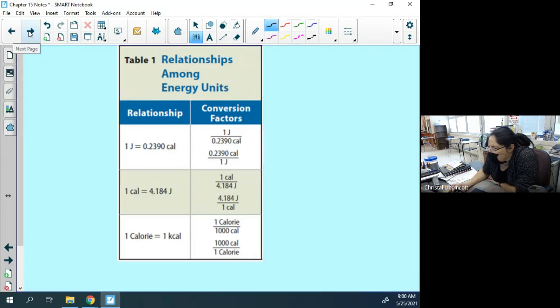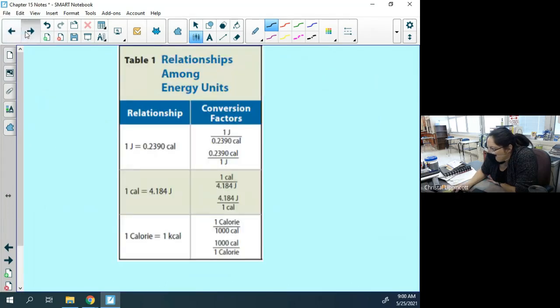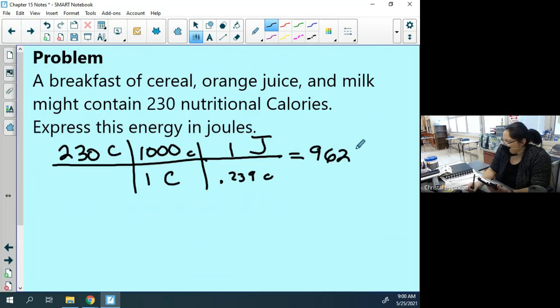Two, 3, 9. 2, 3, 9. All right. Okay. Throw that in my calculator if I can find it. Ooh, that's a big number. Did you get a big number? I got a really big number. Okay. So 962,343. That's going to be joules.